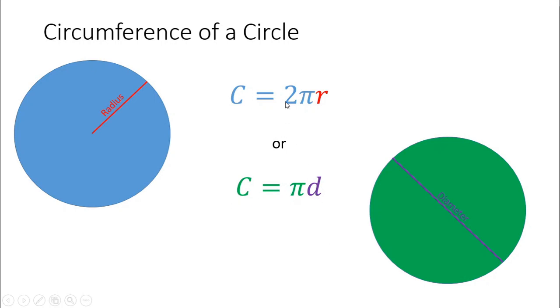Now notice these are the same formulas. They will calculate the same circumference because a diameter is really just 2 radiuses. So I've just replaced the 2r with a d.